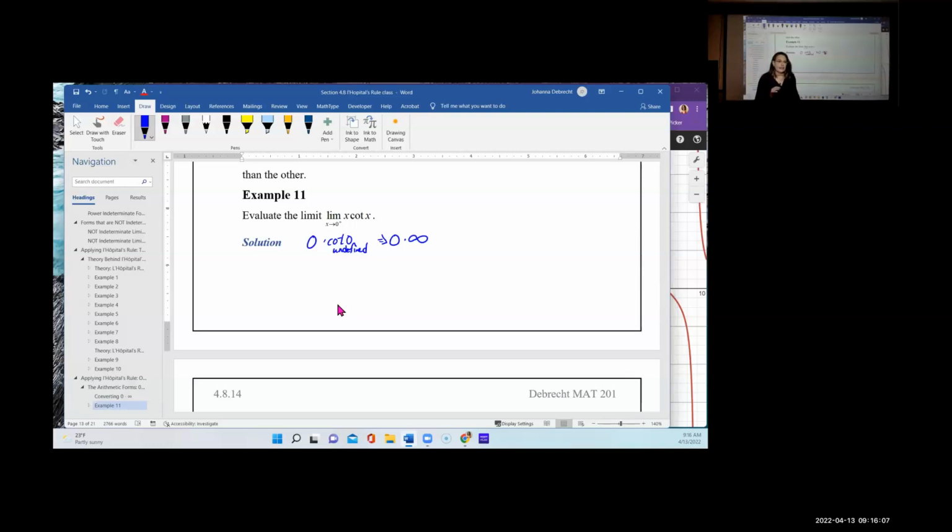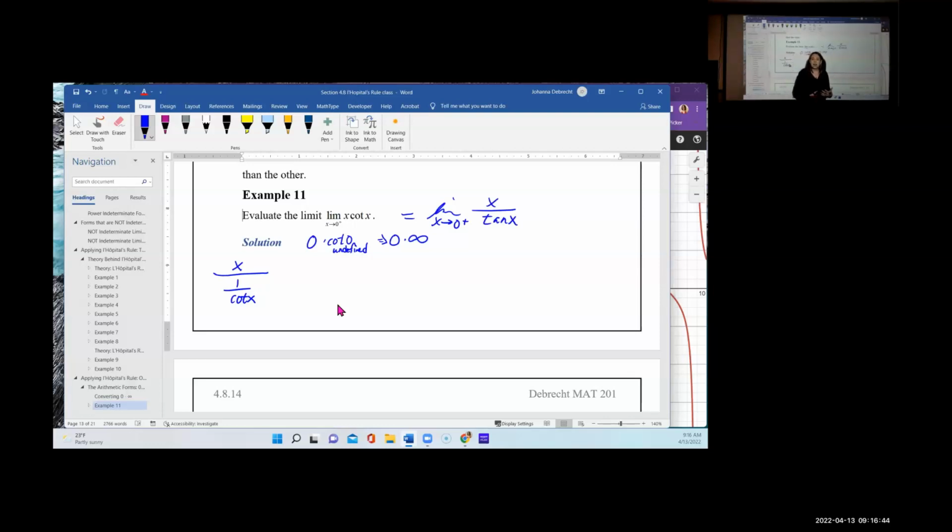Because I tend not to think in terms of cotangent, I'm more likely to want to move the cotangent because I know cotangent is 1 over tangent. So I could rewrite this one instead as the limit as x approaches 0 from the right of x divided by tangent of x. Now that seems like a simple thing. It is in fact the same thing as x divided by 1 over the cotangent of x, because 1 over the cotangent of x is tangent.